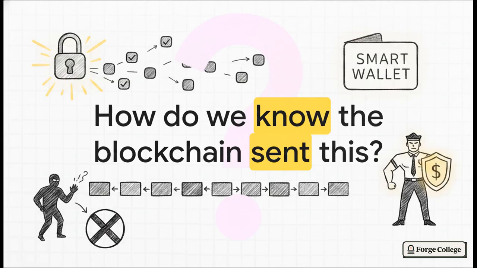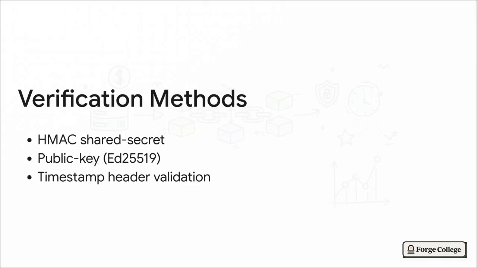No way. We need a cryptographic bouncer checking IDs right at the front door. And let me tell you, this bouncer does not mess around. To guarantee the payload actually came from our RPC provider, the bouncer uses one of 2 methods. It can use an HMAC shared secret, where both you and the provider share a hidden password to compute a matching hash. Or it can use public key signatures, like ed25519, where the provider signs the payload and you verify it against their known public key. On top of that, the bouncer always validates a timestamped header.